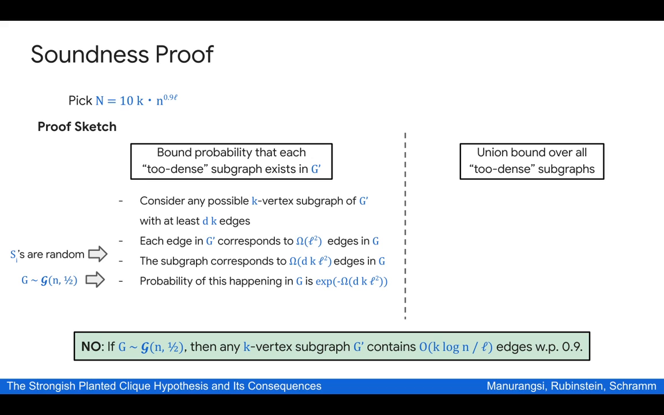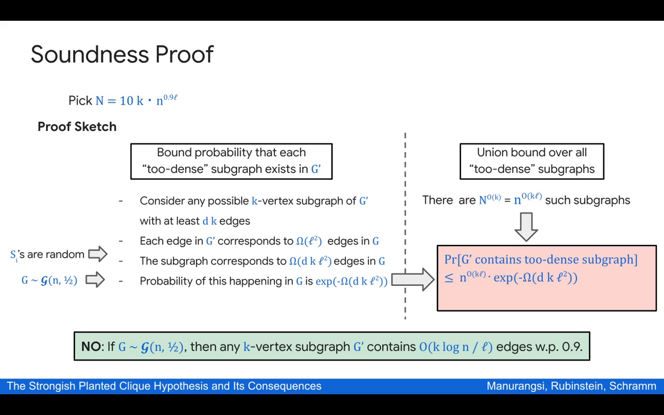Alright, now we can move to the second step. Notice here that the number of the too dense subgraphs is dominated by the number of choices for its vertices. There are K vertices, so there are roughly big N to the order of K such subgraphs, and this just equals little n to the order of K times L. So here we can use the union bound, and we get that the probability that G prime contains at least one such too dense subgraph is n to the order of K times L times exponential in minus D times K times L squared.